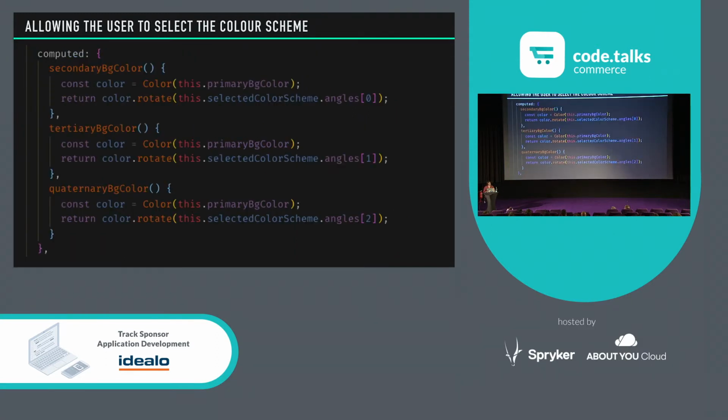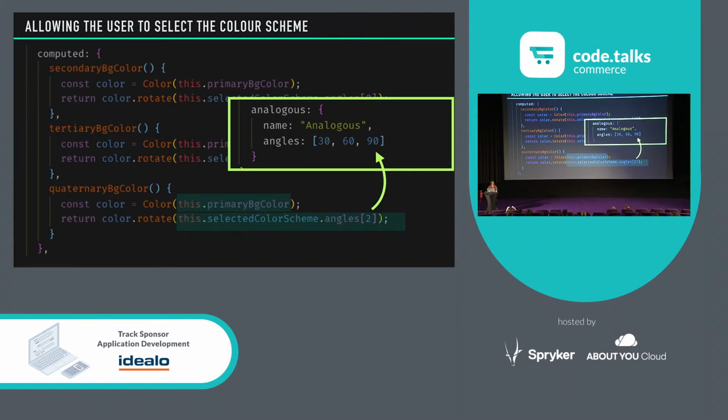Another interesting thing is that I can use computed properties to observe the changes of the primary color in order to automatically update the secondary, tertiary, and quaternary colors. So basically, I'm just observing here the primary color that was selected by the user and the selected color scheme, and rotating that primary color to those angles that are inside of the color scheme.